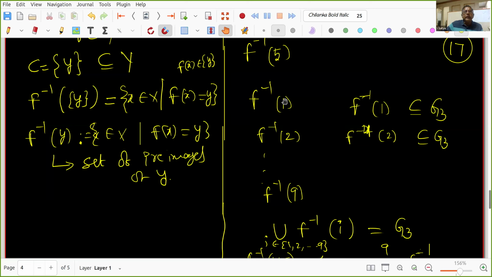So each of them, this 1 to 9, they are coming from which set? Natural numbers, right? So they are coming from the codomain. Are you understanding? Yes, sir. So I am taking from the codomain and creating subsets of X such that something is happening, right?